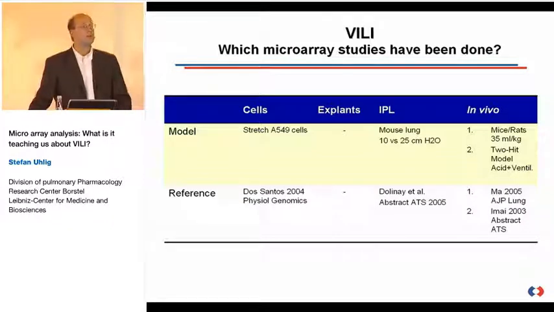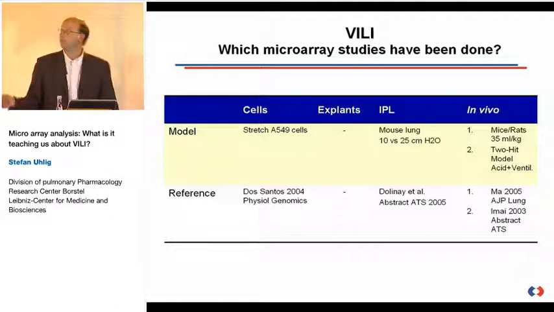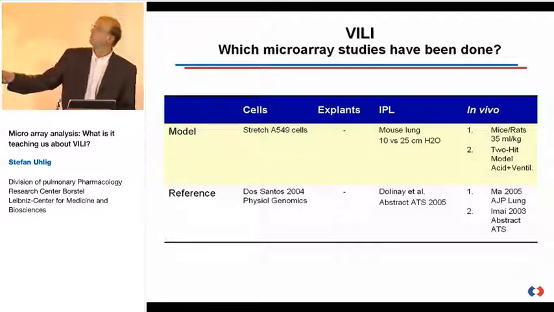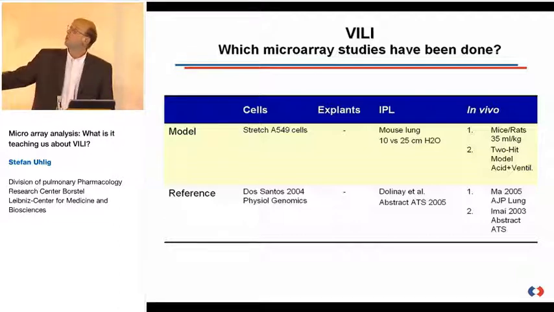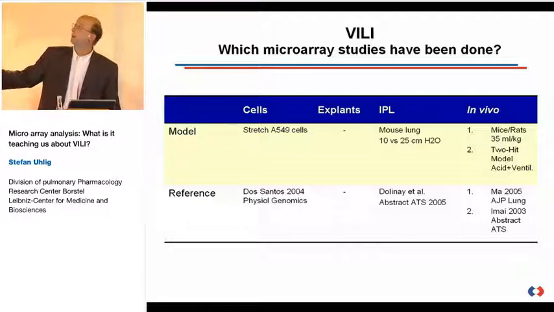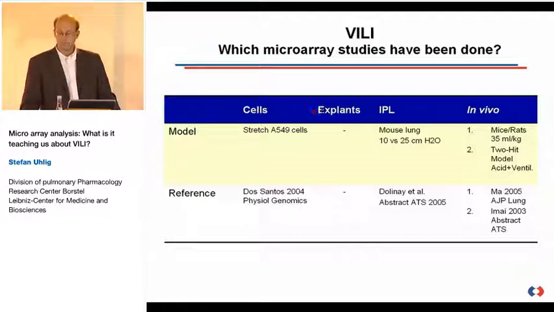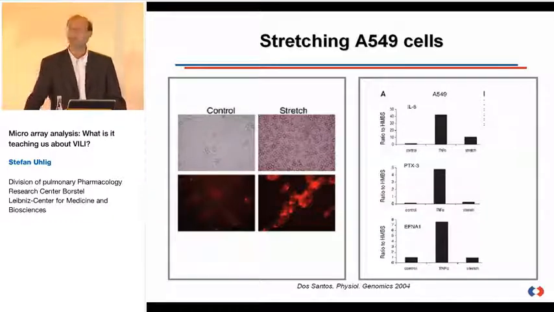Now coming to the area of ventilator-induced lung injury. As far as I know, there are only a few studies performed in this area, and I've summarized them here, and I'll go through all of them a little bit. Of course, we have different levels on which such experiments could be performed. We have cells that we can stretch, explants or lung slices, which are small tissue slices from lungs, isolated perfused lungs, and of course the in vivo model. I would like to show you one or two data from each of those studies, and then discuss the advantages and disadvantages of those techniques with you.